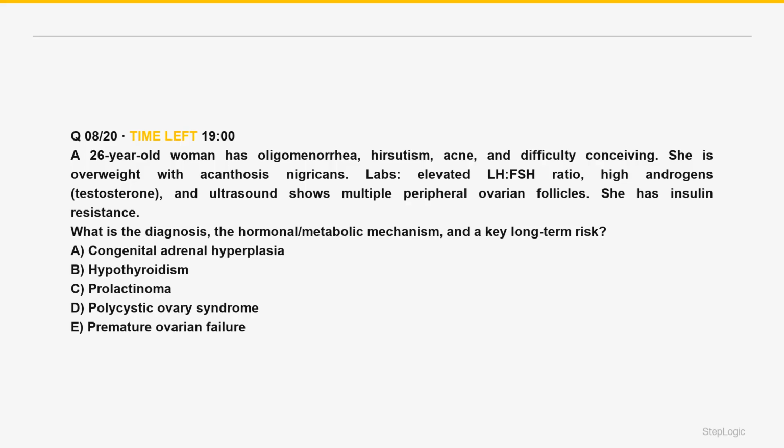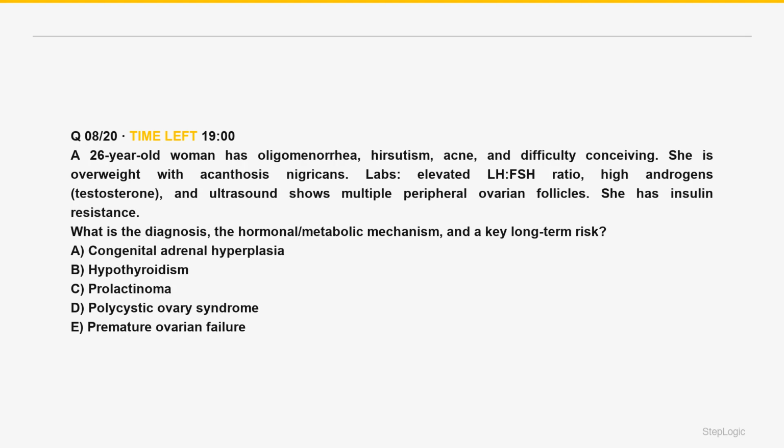What is the diagnosis, the hormonal metabolic mechanism, and a key long-term risk? A 26-year-old woman has oligomenorrhea, hirsutism, acne, and difficulty conceiving. She is overweight with acanthosis nigricans. Labs show an elevated LH-FSH ratio and high androgens, testosterone, and ultrasound shows multiple peripheral ovarian follicles. She has insulin resistance.